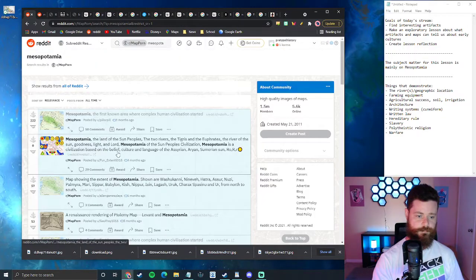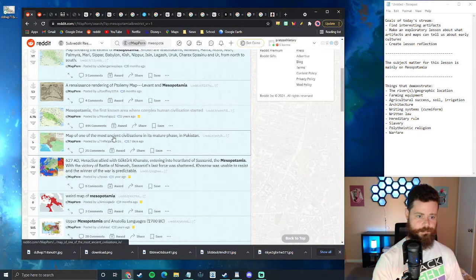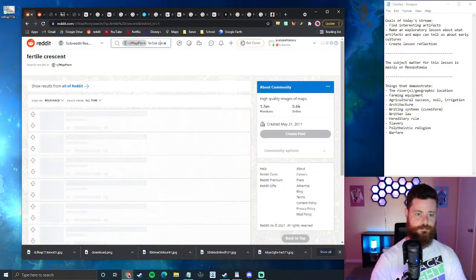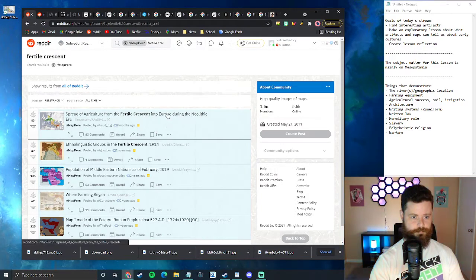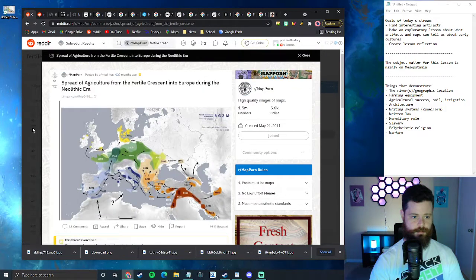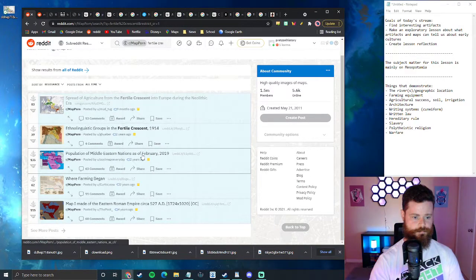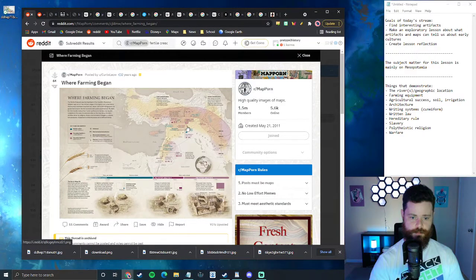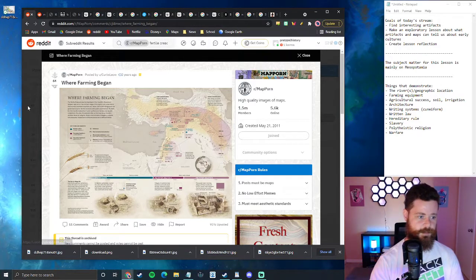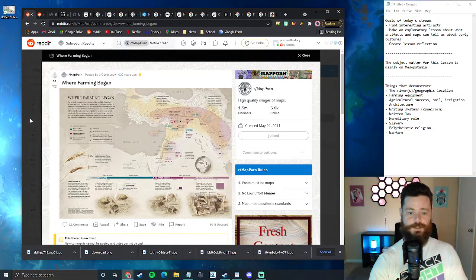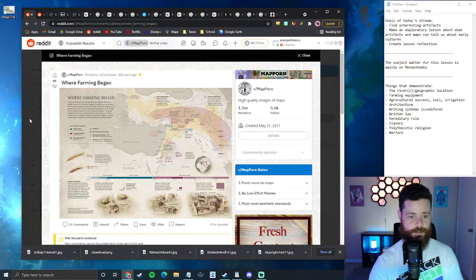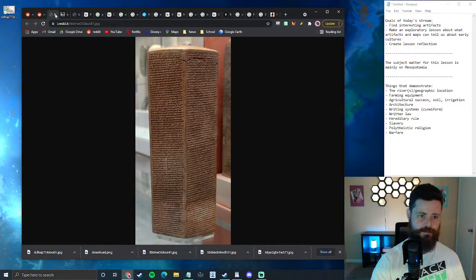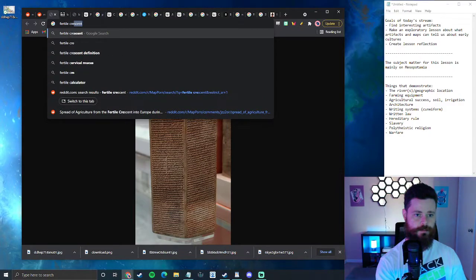Let's see if they have one for Fertile Crescent. Not the same one. Yeah, it's the same one. Ooh, that's interesting. It's not exactly just a map. It's more like an infographic. I think that would probably be too much for them to look at all at once. That would be really cool in a book. Let's see if I can find a good Fertile Crescent map.